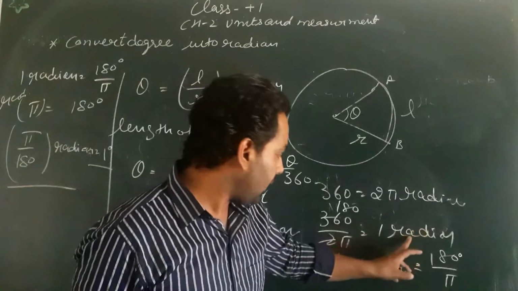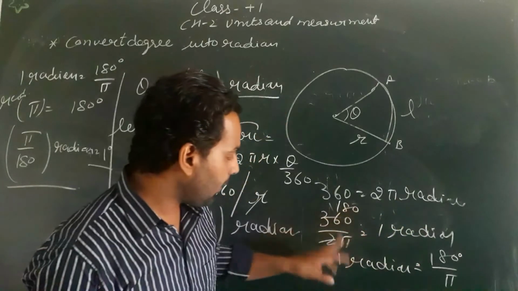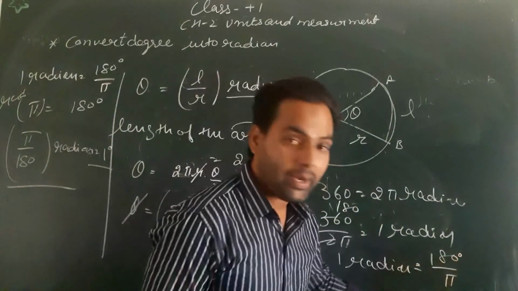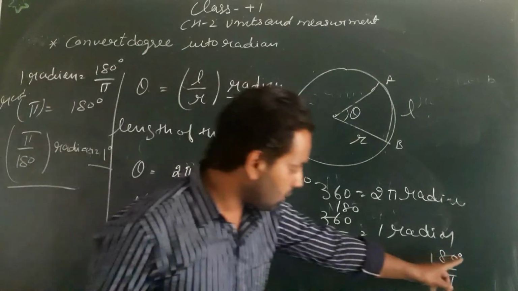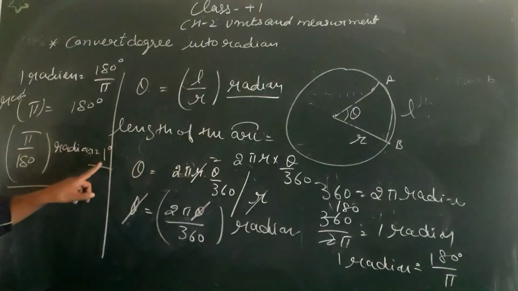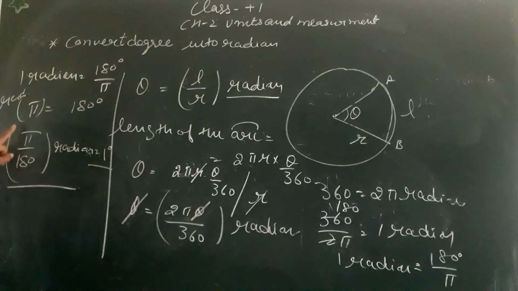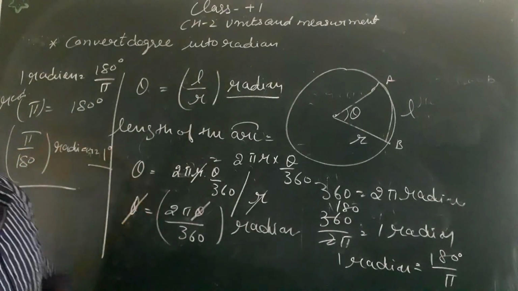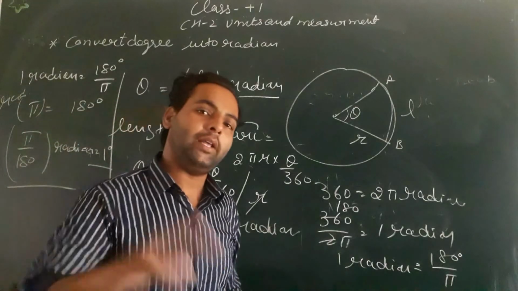So we want to find the 1 radian. So 1 radian is equal to 180 degree by pi. So if we want to find the 1 degree, so that pi came that side and 180 came downside. So 1 degree is equal to pi by 180 radian. So this is the conversion of degree into radian or radian into degree.